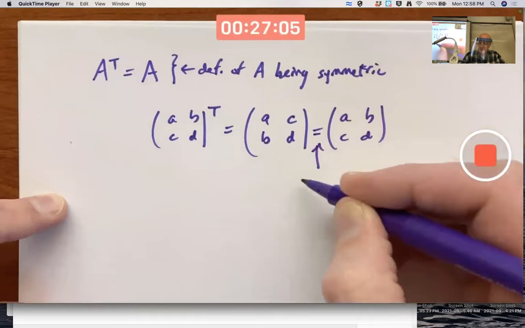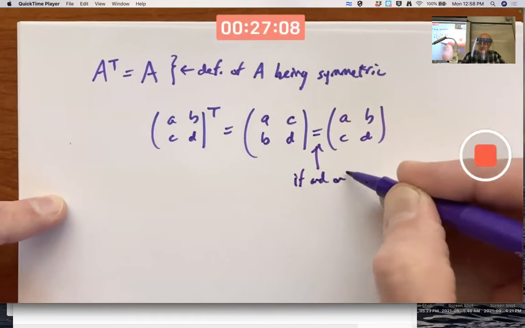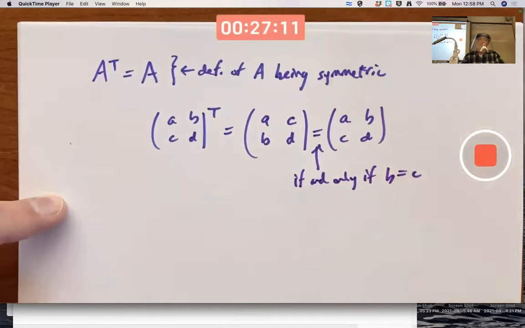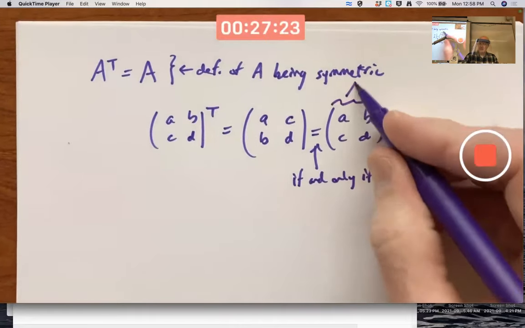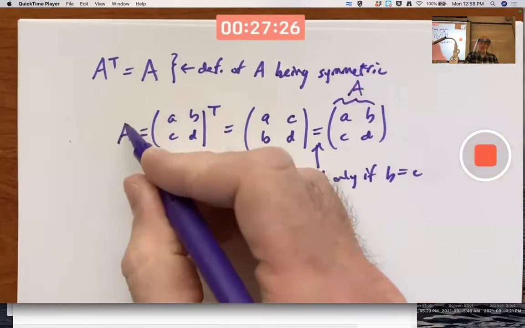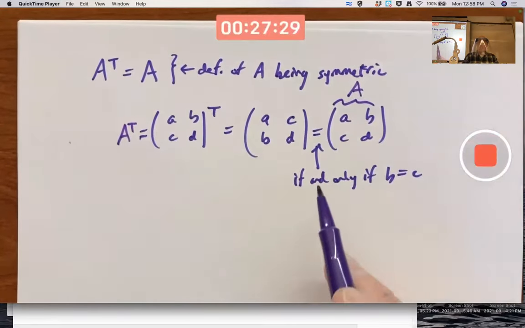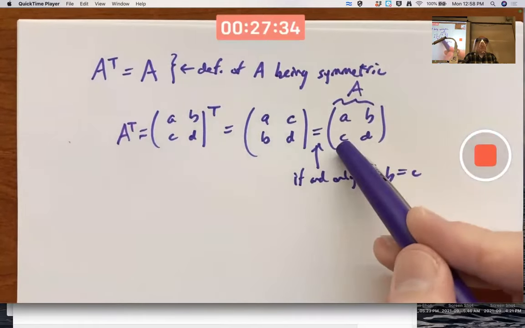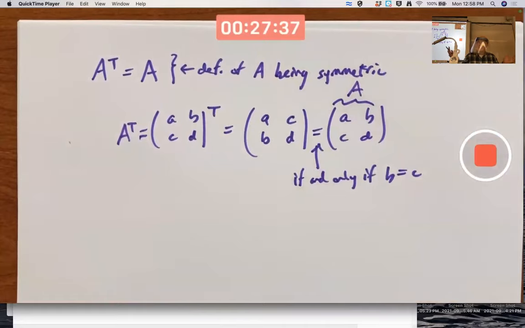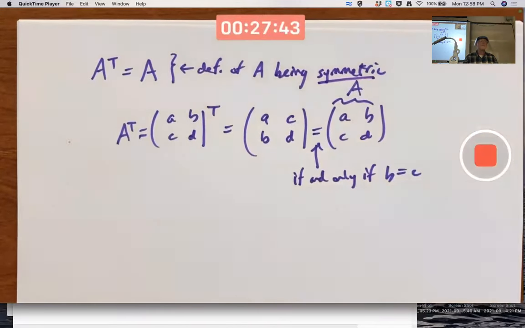That's going to be true if and only if B equals C. A does not have to equal D. This is A here. This is A transpose. They're equal if and only if, yes, C equals B and B equals C. That doesn't always happen, of course. Usually that doesn't happen. But when it does, that seems like it's special enough to maybe have a name. Actually, it's not clear why it's special, but it is.